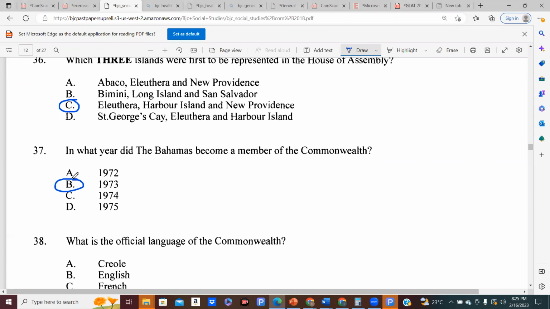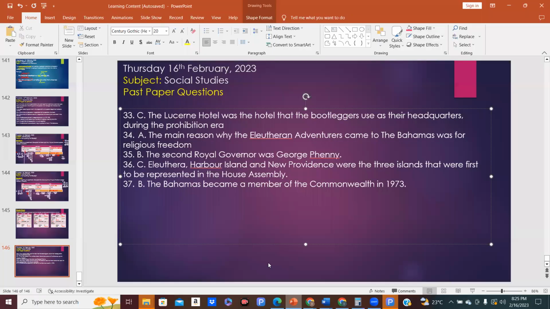The correct answer is B. Okay. 1973. That's the year we became independent. It's also the year we became a member of the Commonwealth of Nations. So 1973, yeah, that's the year. So write that down, 37B, the Bahamas became a member of the Commonwealth in 1973.